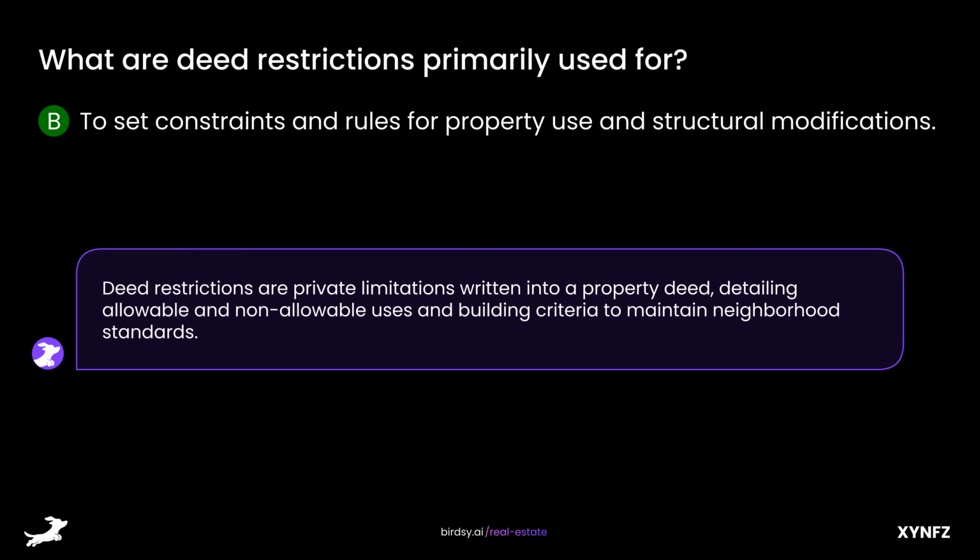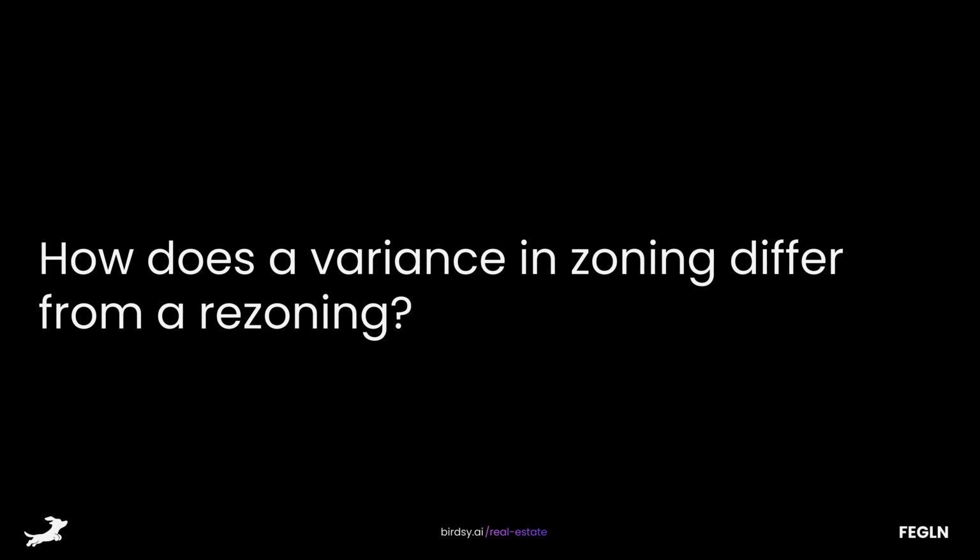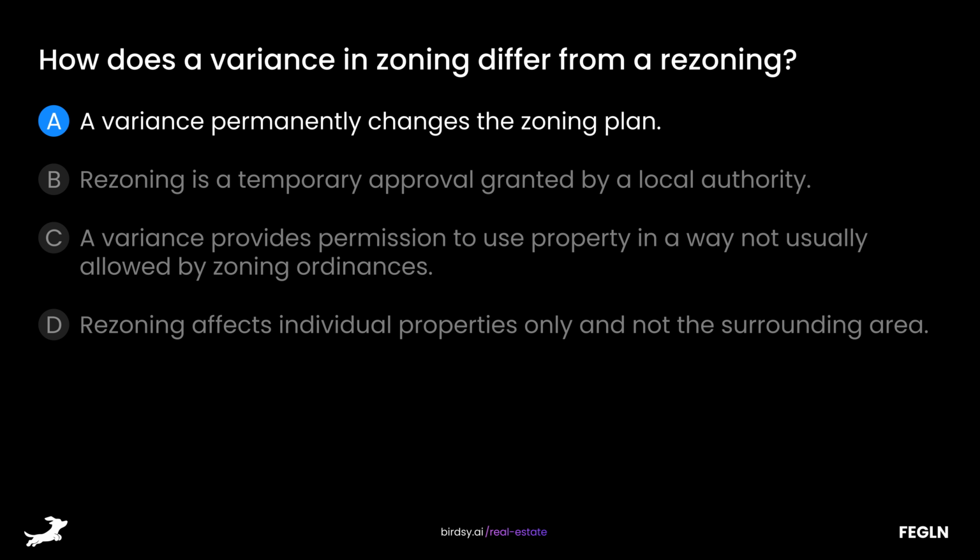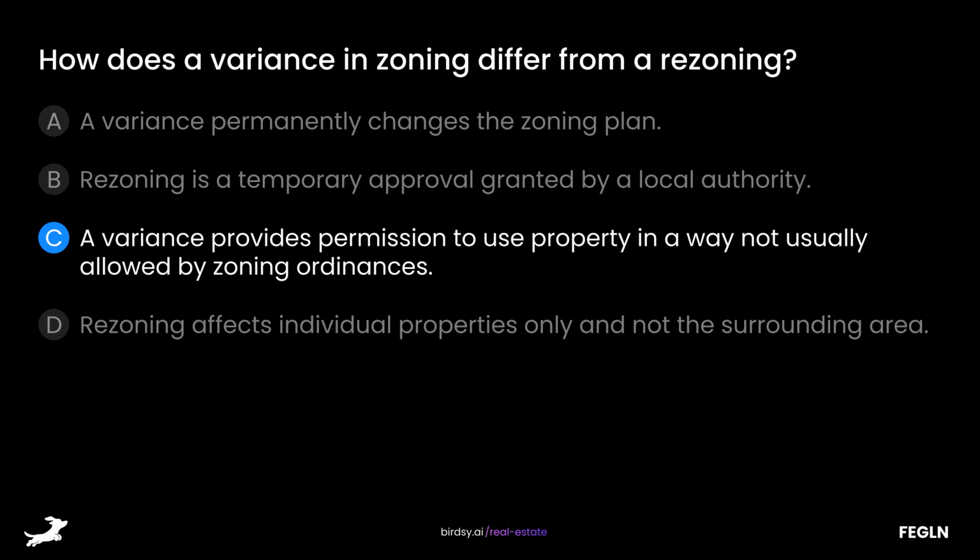Deed restrictions are private limitations written into a property deed, detailing allowable and non-allowable uses and building criteria to maintain neighborhood standards. How does a variance in zoning differ from a rezoning? Is it A, a variance permanently changes the zoning plan? B, rezoning is a temporary approval granted by a local authority? C, a variance provides permission to use property in a way not usually allowed by zoning ordinances?